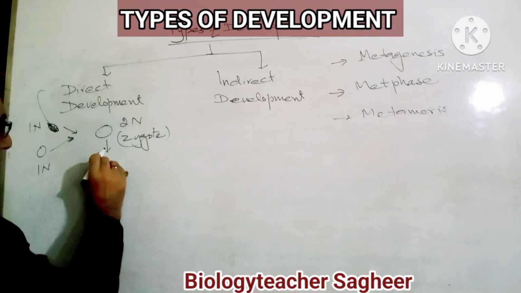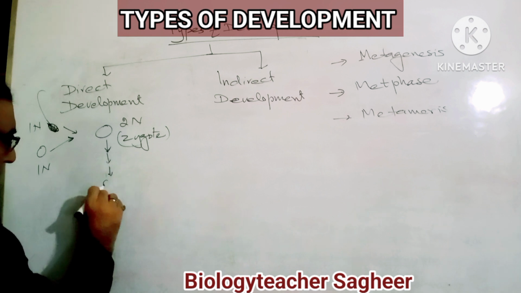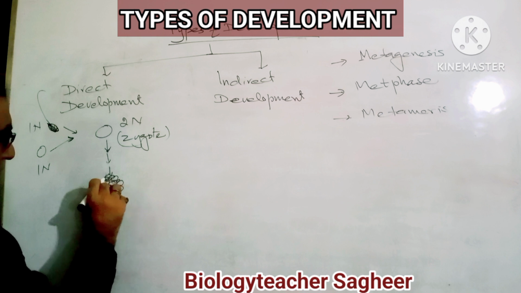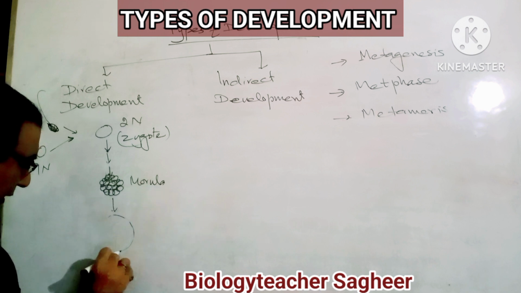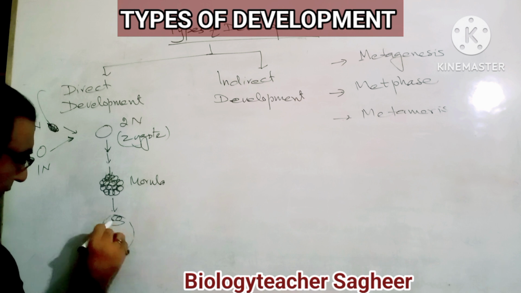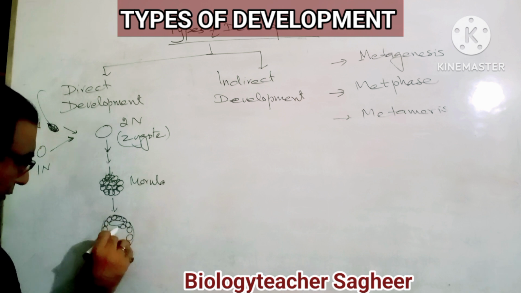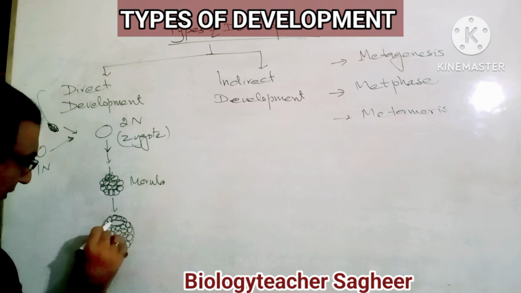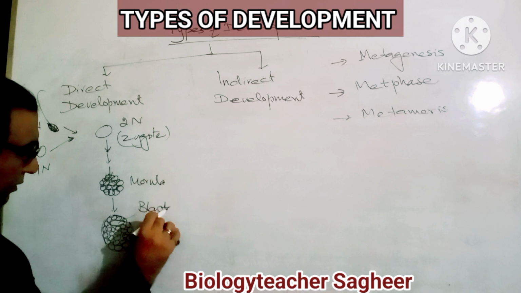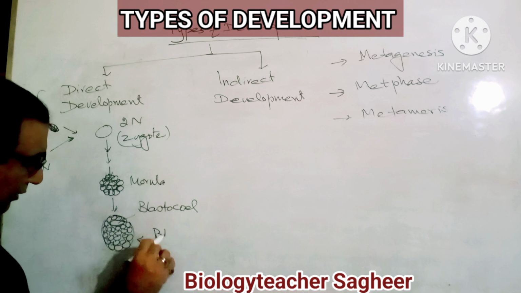Now, the zygote undergoes cleavage, and after many cleavages, it forms what? A ball of cells, and that ball of cells is known as morula. The morula undergoes changes and forms the blastula. Blastula and morula are distinguished how? The blastula has the blastocoel cavity. This is the cavity, blastocoel, and this whole structure is known as blastula.